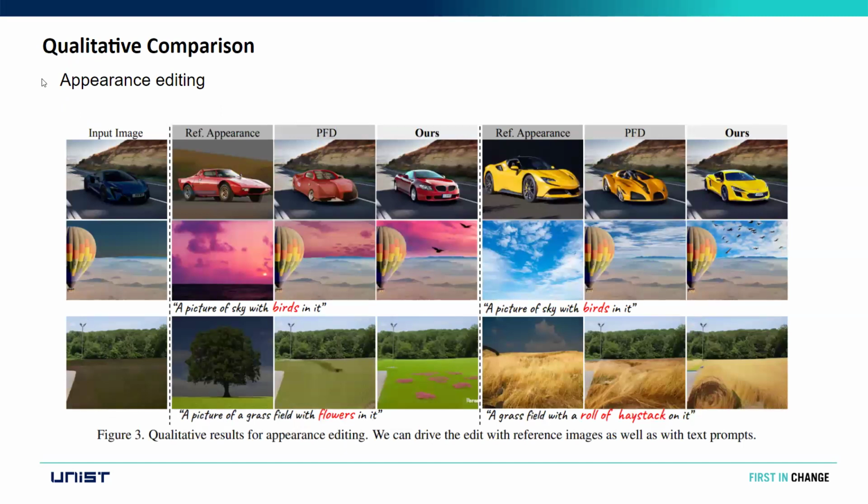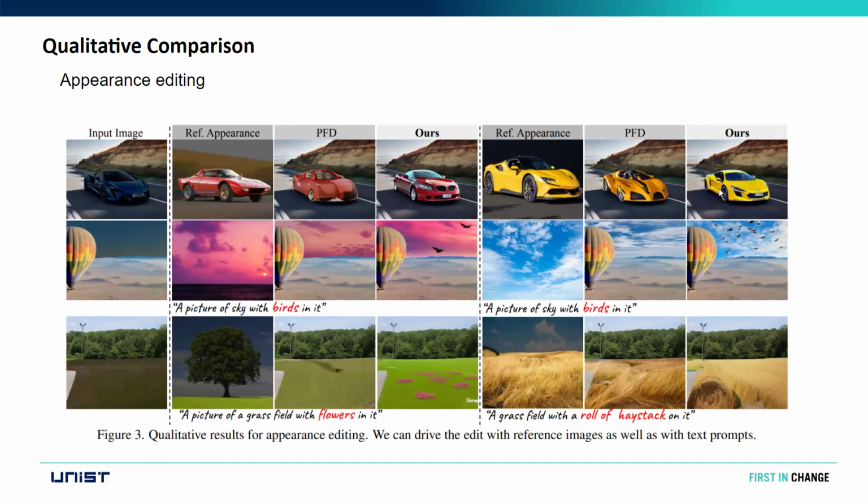So first we will see the qualitative comparison. To compare the appearance editing, they compare with the PFD model. We have the reference image here. This is the input image. Here's the reference image, and this one doesn't have the text prompt. We can see that Pair Diffusion shows much better results than the baseline. And for the one with the text prompt here, PFD cannot include the text prompt, but Pair Diffusion did include some birds in the sky.